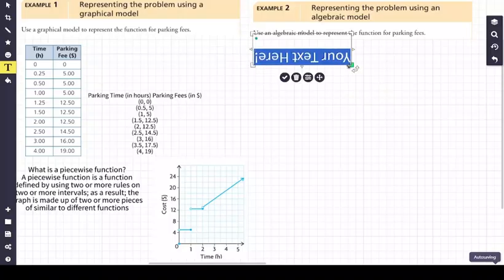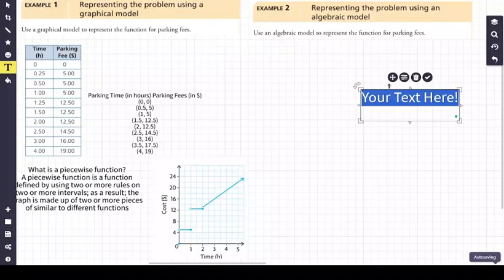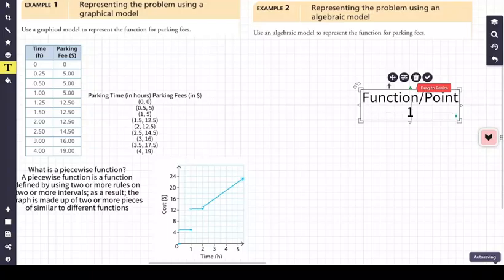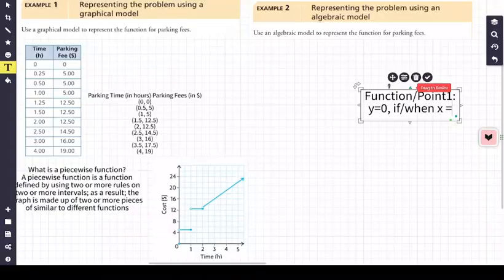At x equals 0, we'll have x equal to 0. So function 1, function slash point 1: x equal to 0, y is equal to 0. Or we could define it formally: y is equal to 0 if or when x is equal to 0.